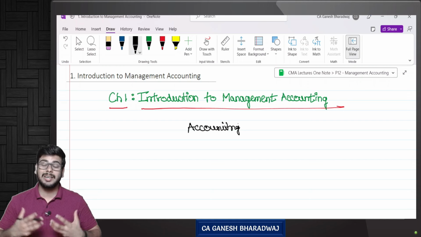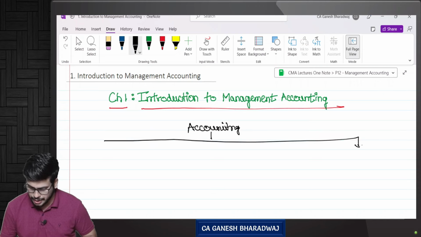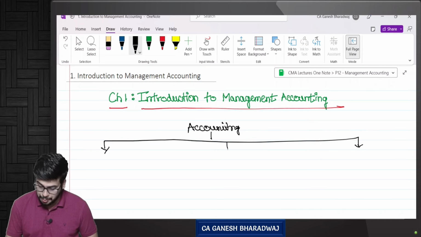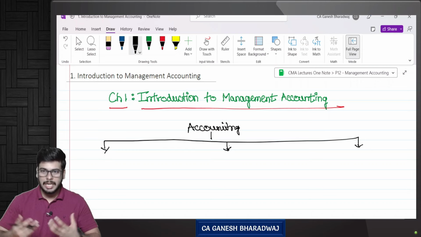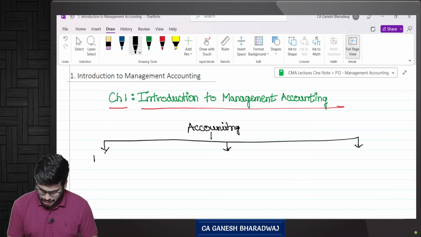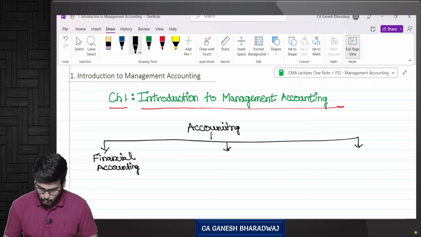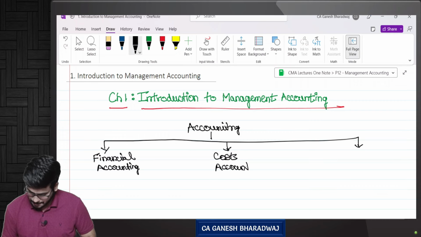There are broadly three classifications, or three branches of accounting, that you need to know. So accounting is not just financial accounting. Accounting broadly has three classifications or three branches, three disciplines. They call them disciplines of accounting. Disciplines means multiple lines, multiple streams of accounting. Of course, the one is financial accounting. Then you have something called cost accounting. And then you have something called management accounting.